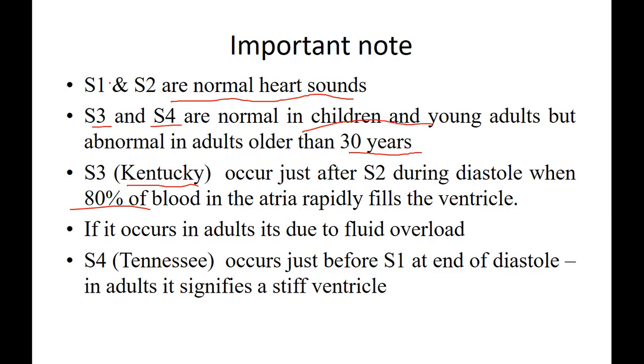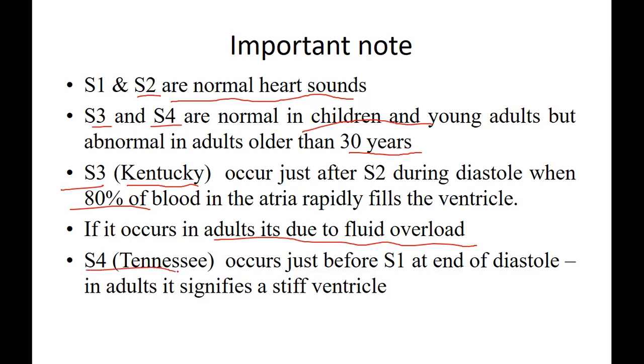meaning immediately after S2. Remember I said S2 is produced by closure of the aortic and pulmonic valves. When those close, then the heart is now resting. It is in diastole. Now, this happens when a patient, for example, has fluid overload, as you may see in patients that have heart failure. Patients with heart failure usually have fluid overload, so they may have an S3.